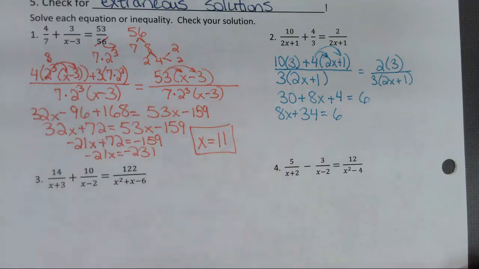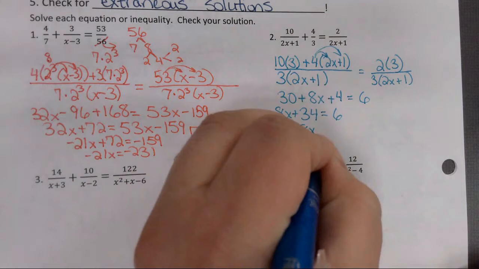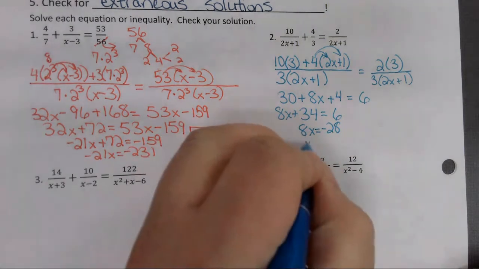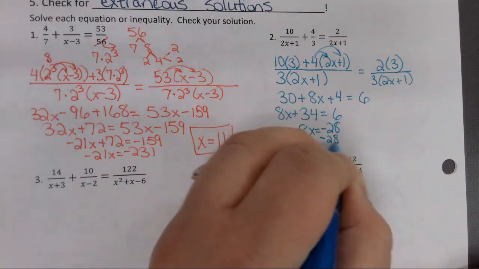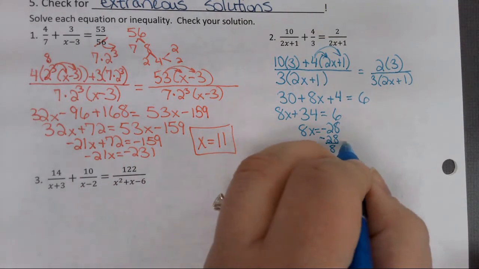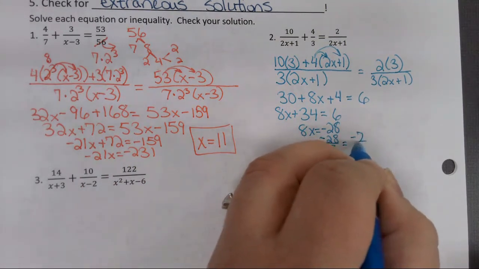30 plus 4 gives me 34. We'll subtract our 34 from both sides, and we get 8x is equal to negative 28. Divide both sides by 8 and keep it as a fraction. So negative 28 over 8. We can divide both the top and the bottom by 4 and give us negative 7 over 2.